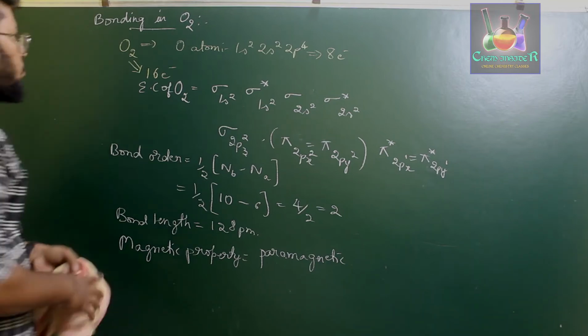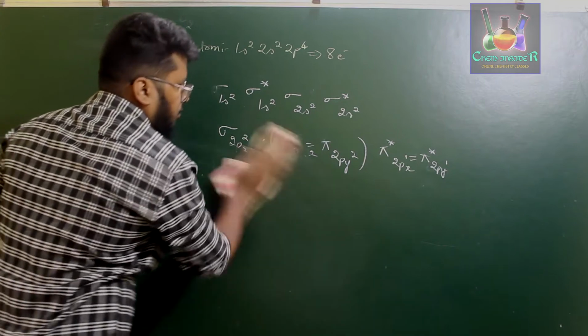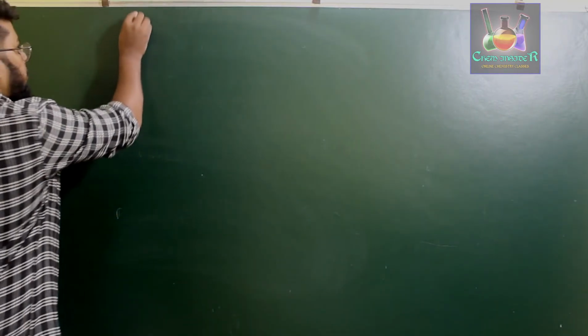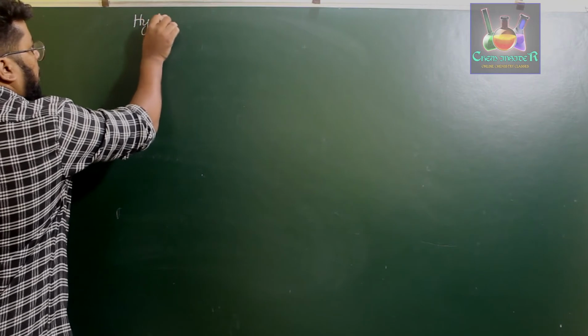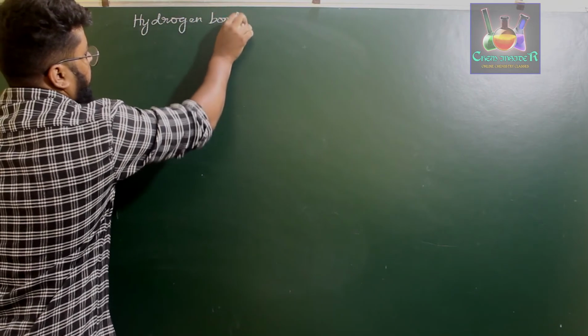So now, what is hydrogen bonding? We have discussed covalent bonding, coordinate bonding, and also ionic bonding. Now, for hydrogen bonding, or hydrogen bonds especially, what is a hydrogen bond?